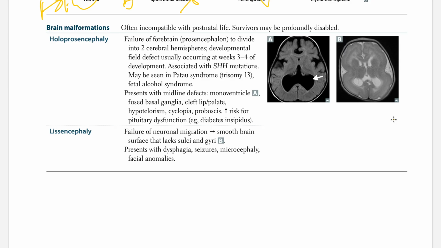Brain malformation is often incompatible with post-natal life. Survivors may be profoundly disabled. So the first thing we have is holoprosencephaly. As the name suggests, there's holo. What was prosencephaly? It was the forebrain, right?